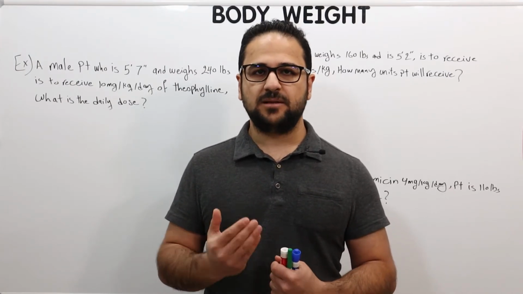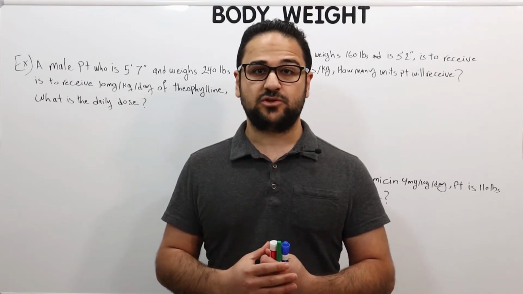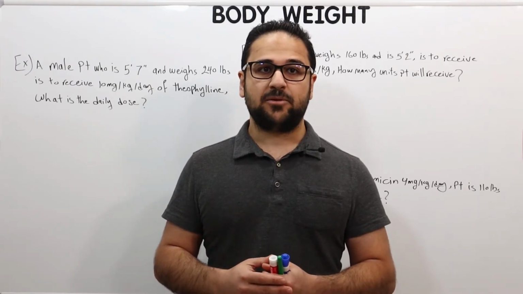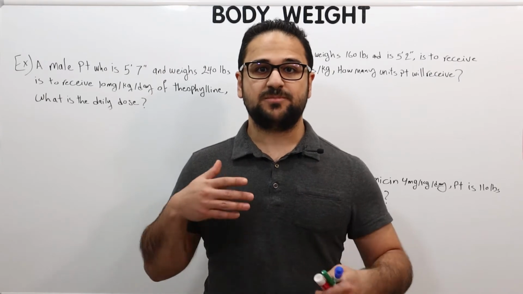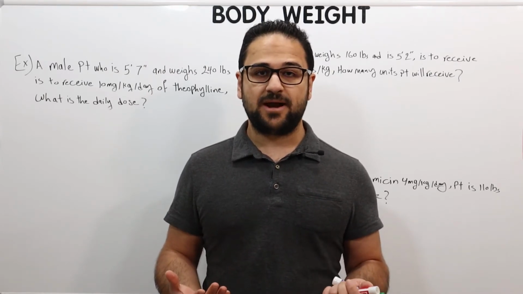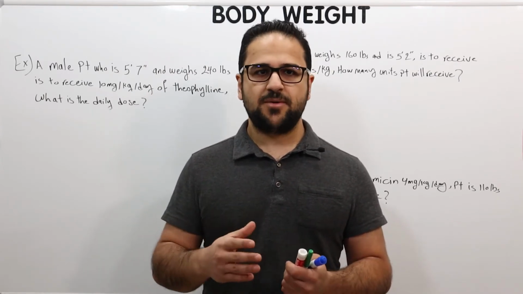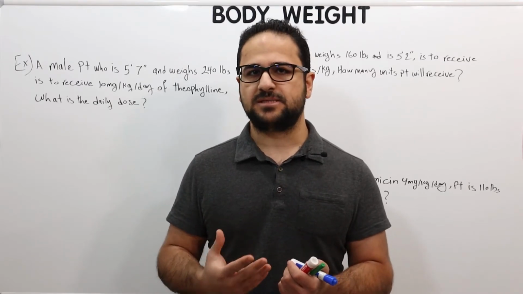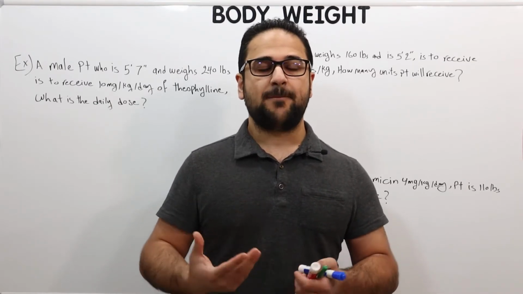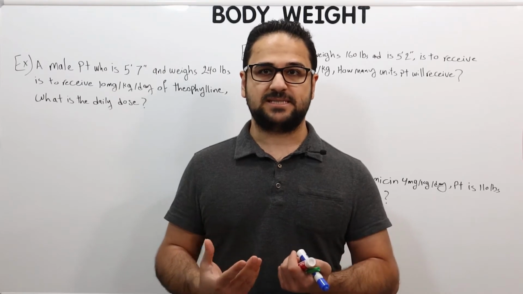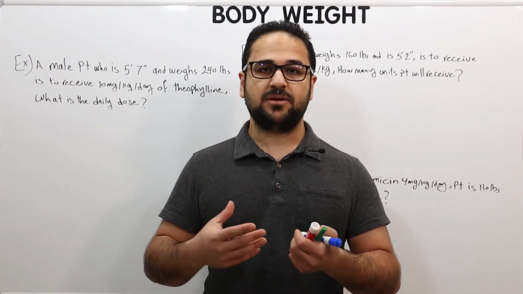Today's lecture is about going over some examples per the previous lecture, where I went over the difference between the ideal body weight, adjusted body weight, and total body weight, and when to use them. Today we're going to go over these three examples to better understand how to apply these different body weights to actual patient examples.